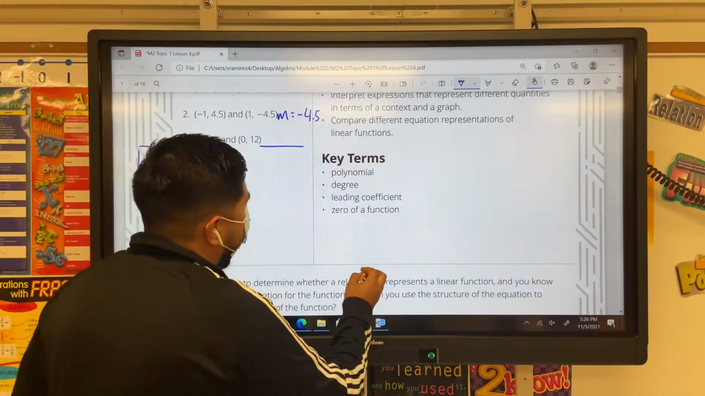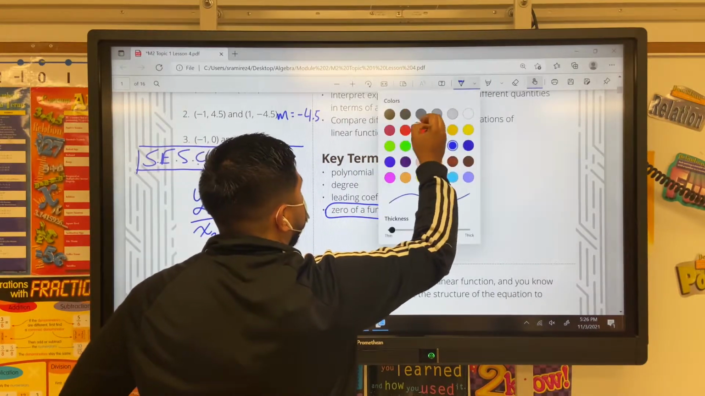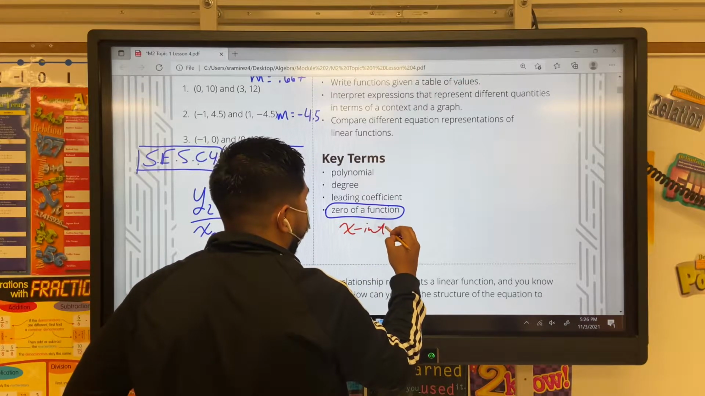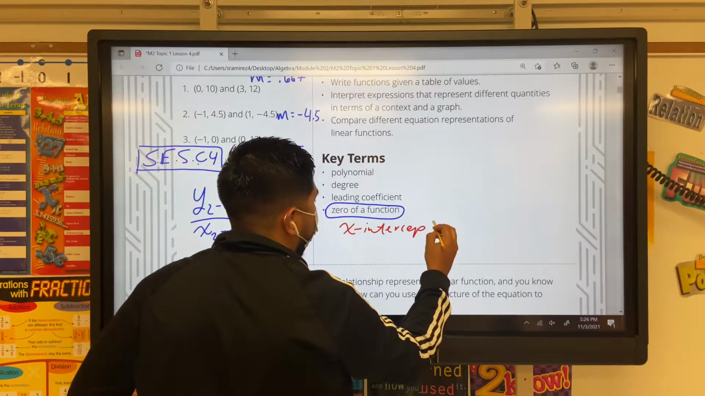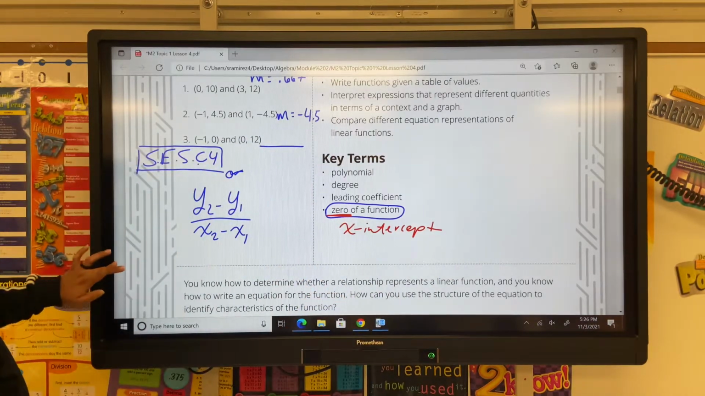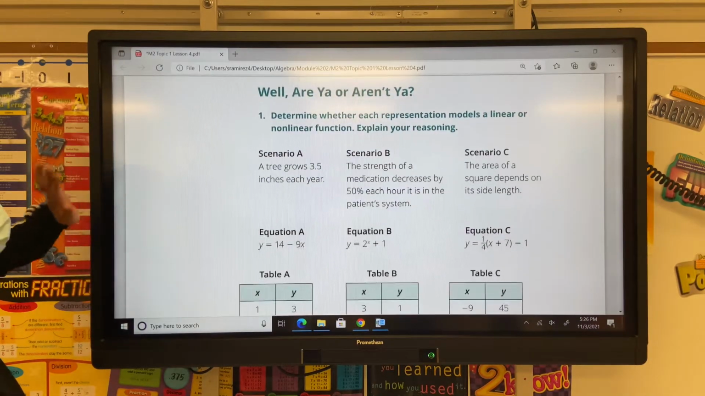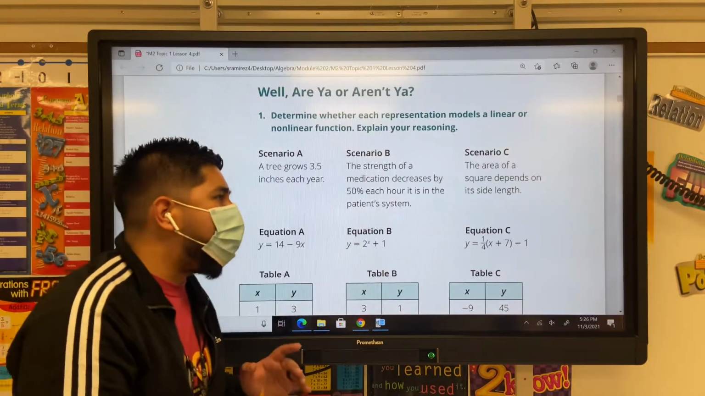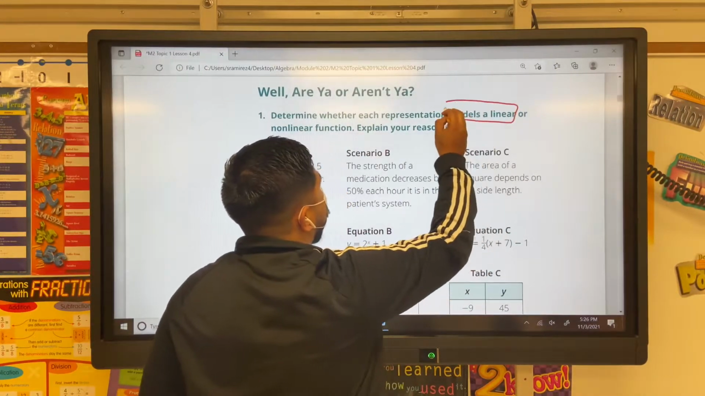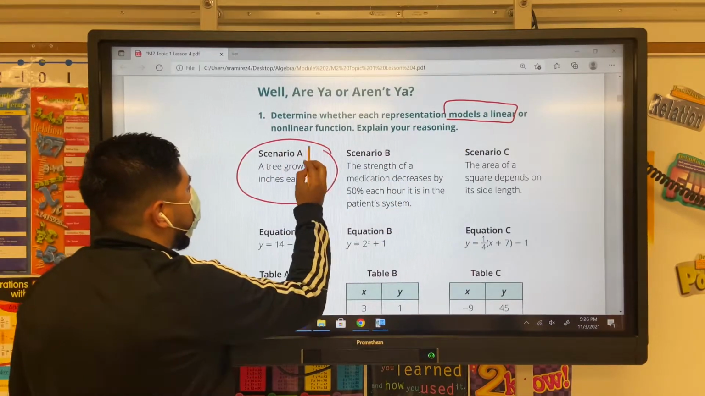Out of these vocabulary words, I want to make sure we understand what the zero function is. This is called our x-intercept. Zero specifically. The zero is our x-intercept. Next page. Not gonna go by and talk about every single thing, but we want to make sure we understand what is a linear function. That means a line.